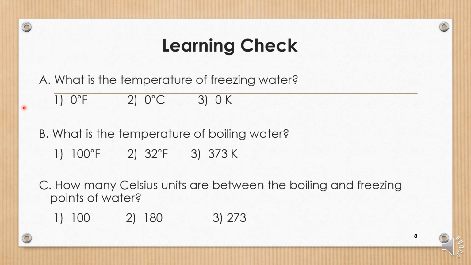Now, let's try. What is the temperature of freezing water? Number 1, 0 degrees Fahrenheit. Number 2, 0 degrees Celsius, or 0 Kelvin. Freezing water is 0 degrees Celsius. What is the temperature of boiling water? 100 degrees Fahrenheit, 32 degrees Fahrenheit, or 373 Kelvin. 373 Kelvin is the answer. How many Celsius units are between the boiling point and the freezing point of water? 100, of course.